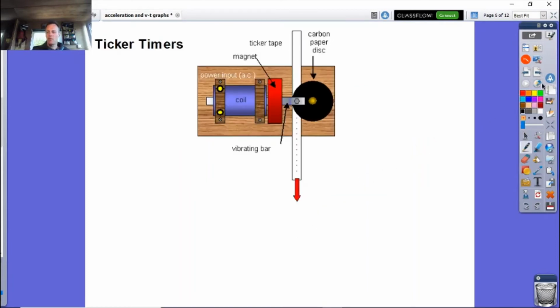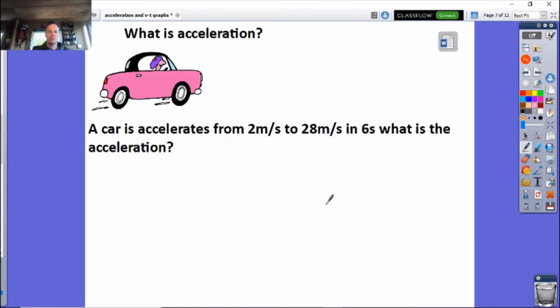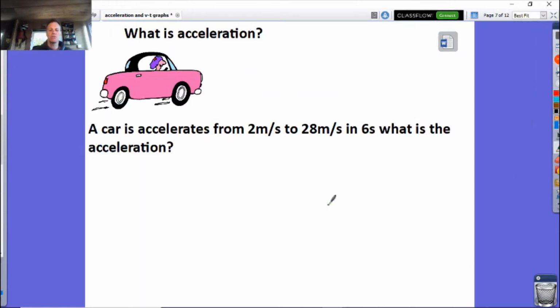Now, we were doing some practical work with ticker timers, but unfortunately, we're not in at the moment, so we couldn't do it. Not to worry.